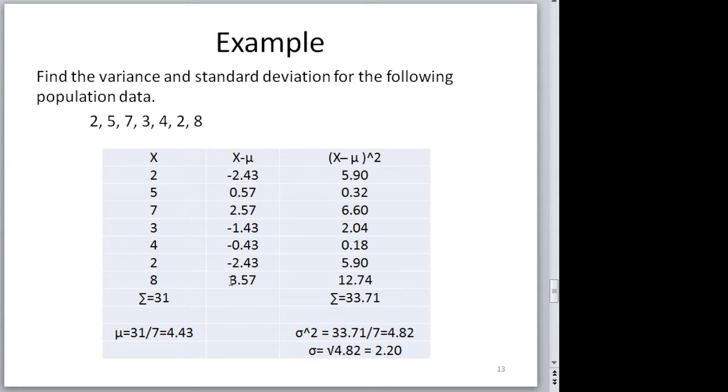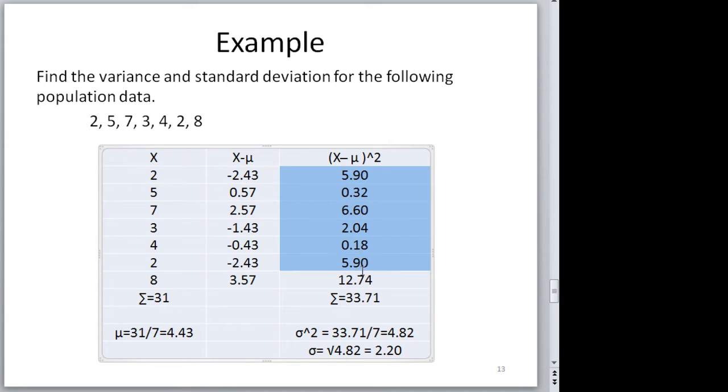Once we set it up like that, then what do we do? We square them, right? See that square symbol? So you square these numbers, square that, you get this one. Square 0.57, you get 0.32. Square this number, then you get that. So these are the squared values from this.